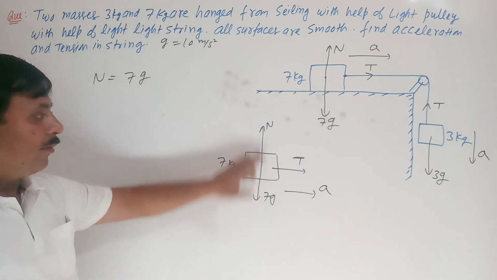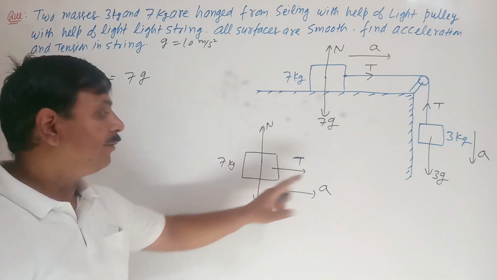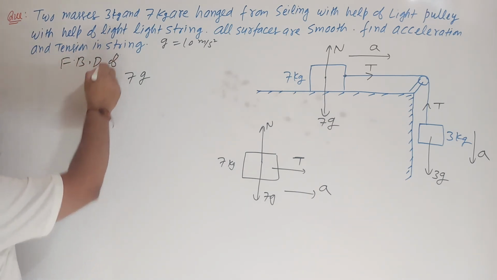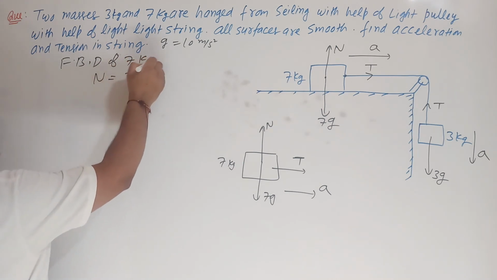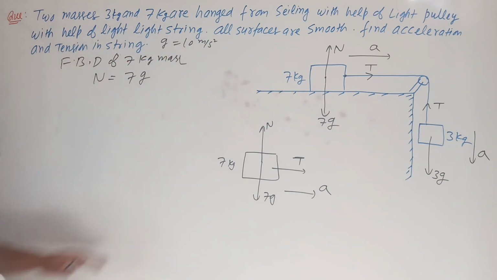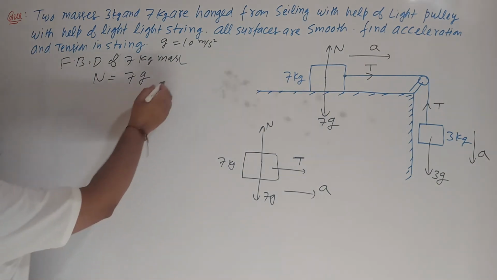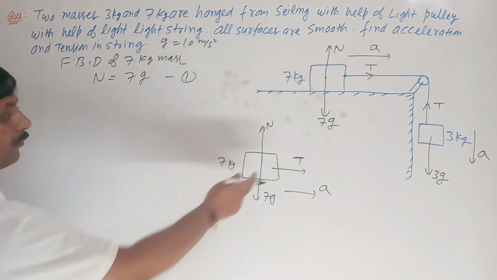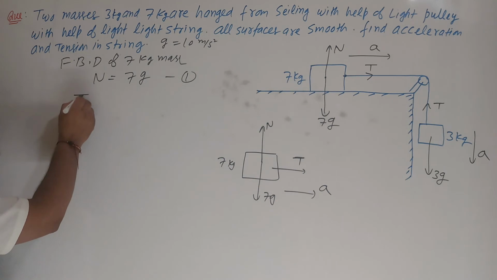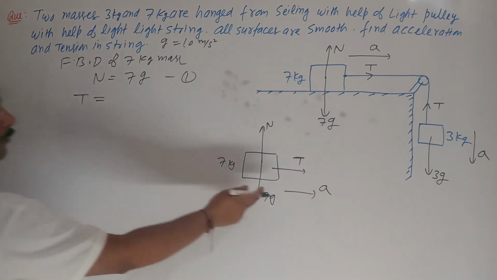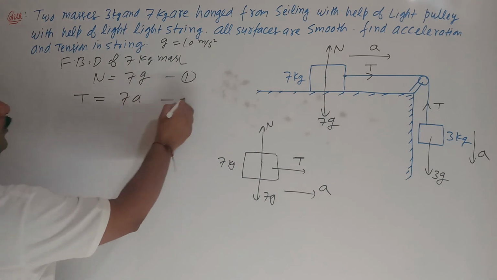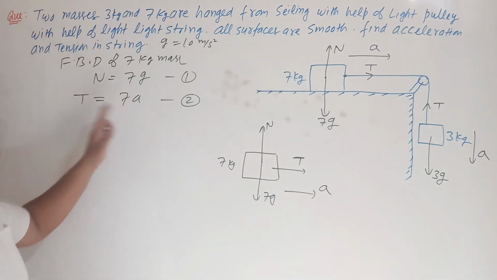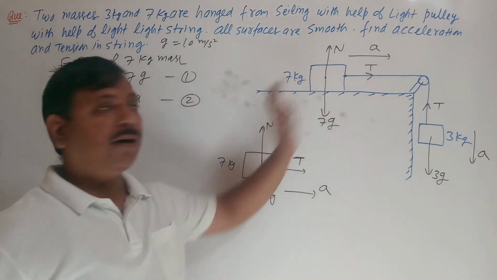You can see the normal reaction is balanced by 7g, so the net unbalanced force, so we have taken the FBD of the 7 kg mass. One, normal reaction is equal to 7g. Second, the net unbalanced force is equal to mass into acceleration. The only unbalanced force is T, by Newton's second law. So T is equal to 7 into a. The net unbalanced force and acceleration are in the same direction as tension. T is equal to 7a. This is for the FBD of the 7 kg.